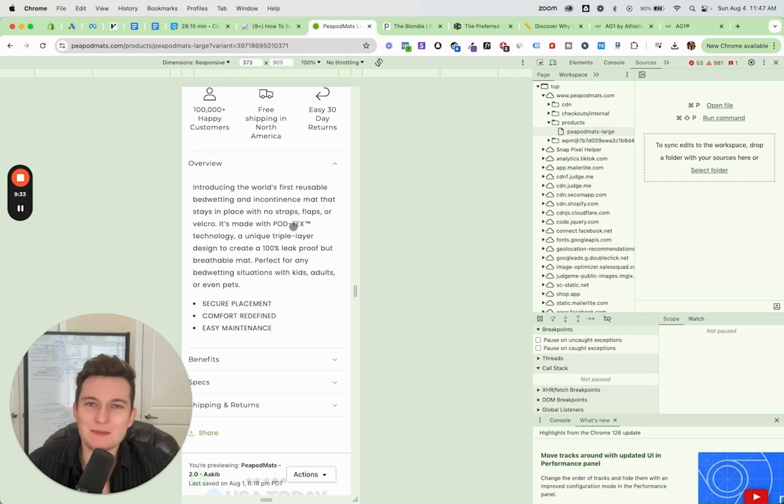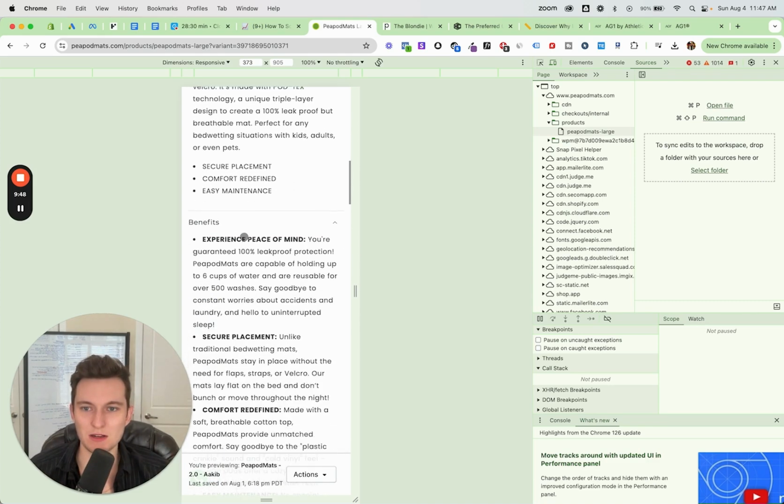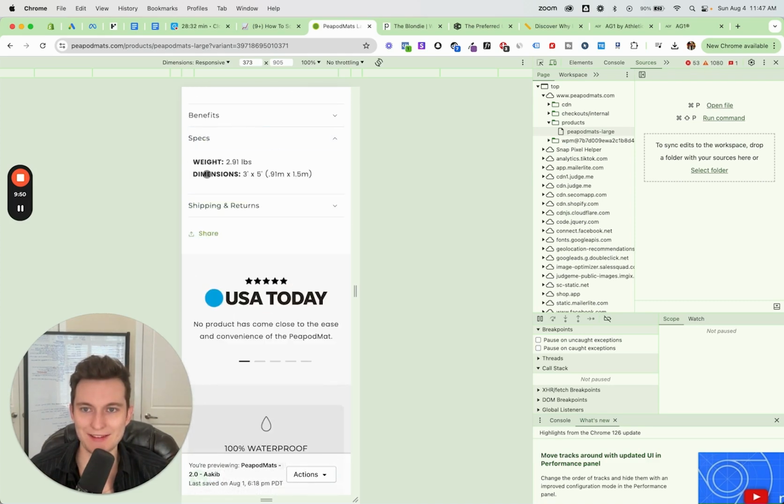People don't care that it has PodTex technology. They care about what that technology does for them, right? So we tailor right back to that. And then perfect for any bedwetting situations with kids, adults, or even pets. Okay, so it's 3 sentences, very streamlined, very simple. And then we moved the benefits there, and had the specs right here.